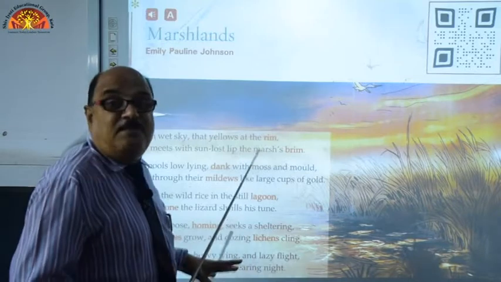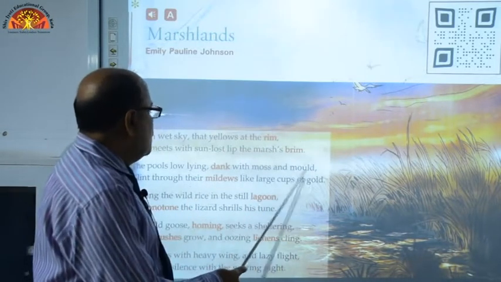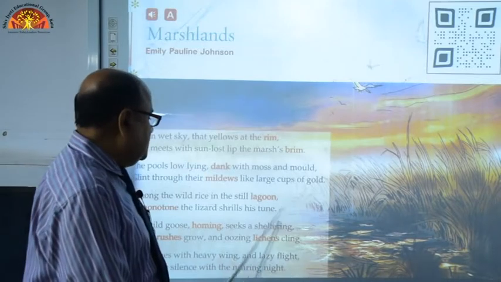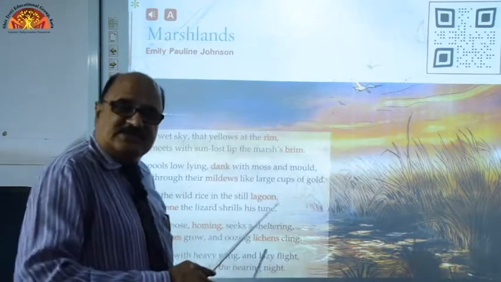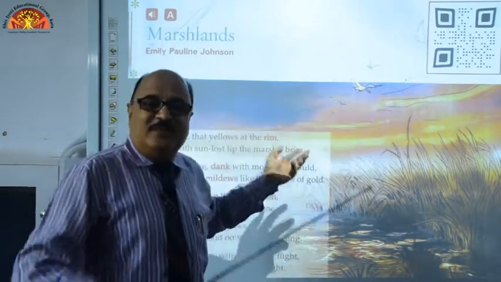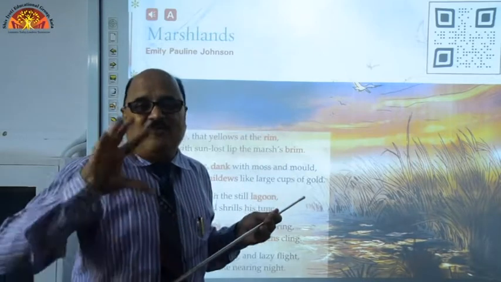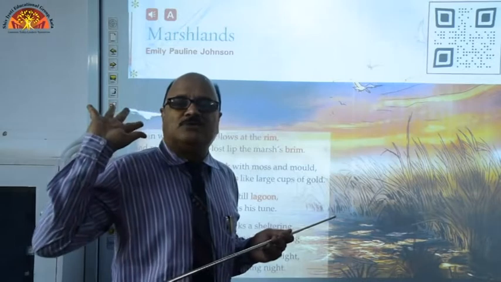Second, fixed rhyme scheme. A specific rhyme scheme is also there. This is not a blank verse. Fixed rhyme scheme is also there. Rim, brim, mold, gold, lagoon, tune, sheltering, cling, like this. Okay. So, we will discuss the rhyme scheme also. Right now, we are just trying to prove whether this collection of lines is really a sonnet or not. So, second condition also fulfilled.